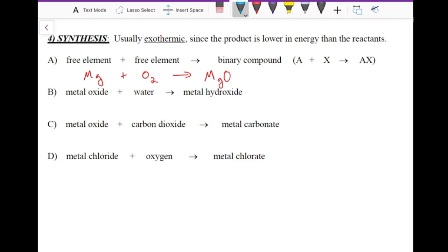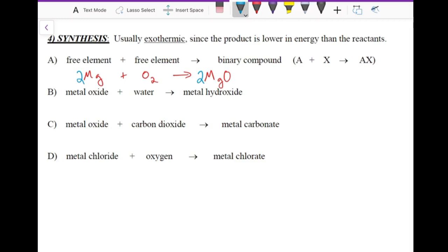We do have to balance. To balance the oxide with the oxygen on the other side, I'm going to put a 2 in front of magnesium oxide and then a 2 in front of magnesium. So those are pretty simple. It's just a matter of writing one formula with the correct charges and then balancing.